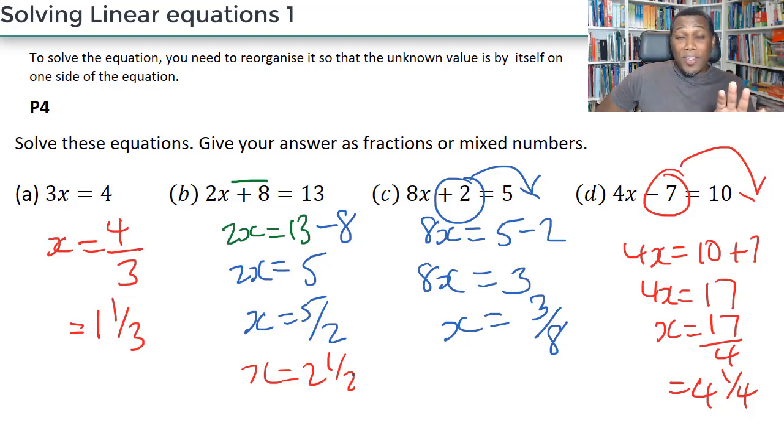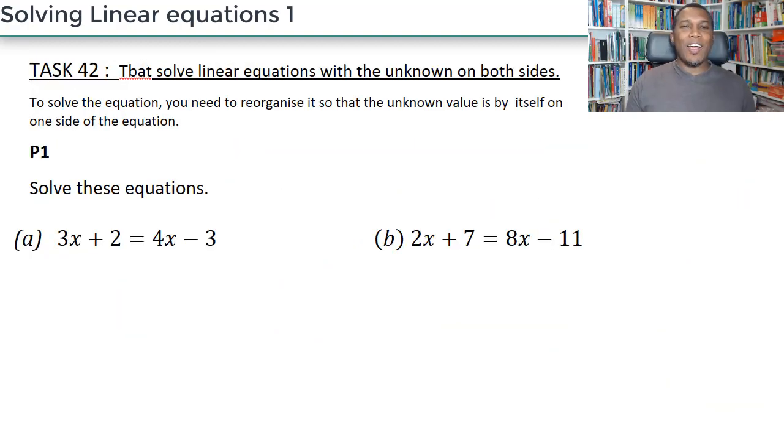You've got 3 methods now. I hope you've taken on board the balancing or change side, change sign, because in the next task, those are the methods we have to use. Now here we are, task 42, that big moment where we have to think about method.